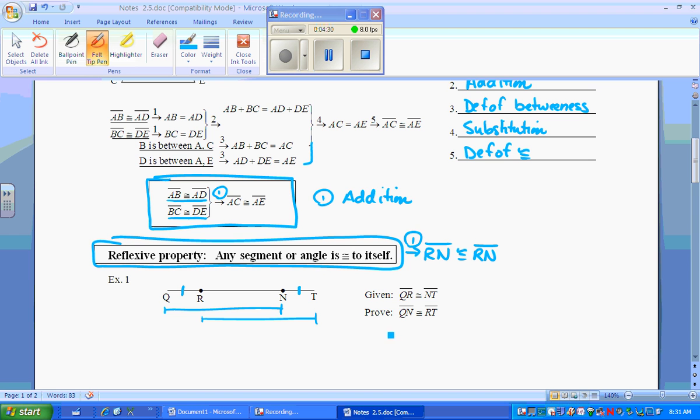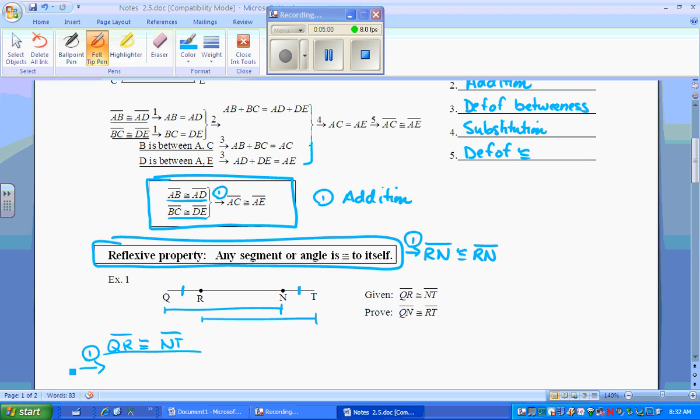Okay, so let's do this proof. What happens if we have QR and NT? You know this is reflexive. Basically, if we add the smaller piece and the reflexive piece, the smaller piece and the reflexive piece, we get the piece we wanted. So what does our proof look like? We got QR congruent to NT. Underline it because it's given. We need to add the reflexive piece to it. So this one, you need an arrow at the beginning.